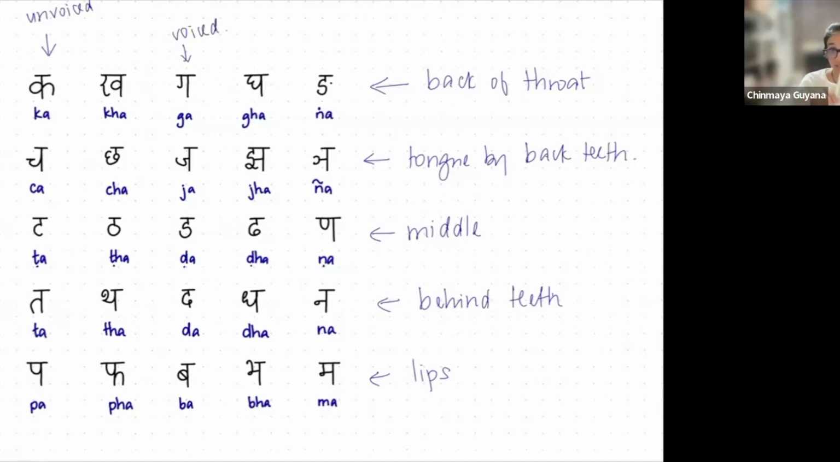Now you see the letter next to it. Kha is just the aspirate version of the previous one, meaning you take ka and you just add an h and it becomes kha. You take ga and you add an h and it becomes gha. Cool, right? You don't need to memorize this. This is just for fun information, cool understanding of Sanskrit.